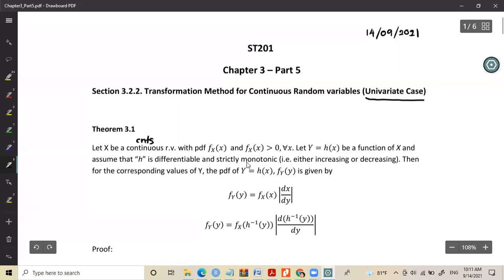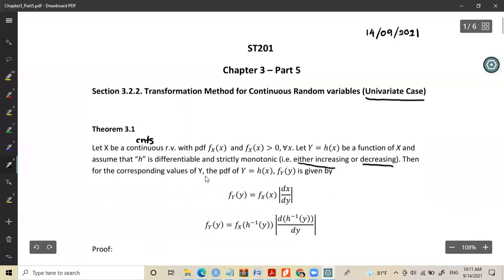What is the meaning of strictly monotonic? That means it's either increasing or decreasing. Okay, either it is increasing or it is decreasing, not both. So it's strictly monotonic. And I'll explain why we use that monotonic condition.